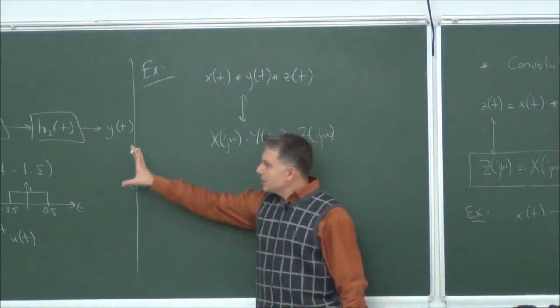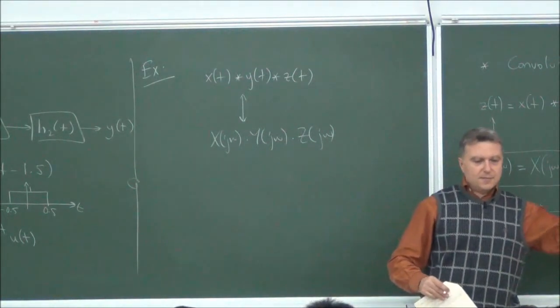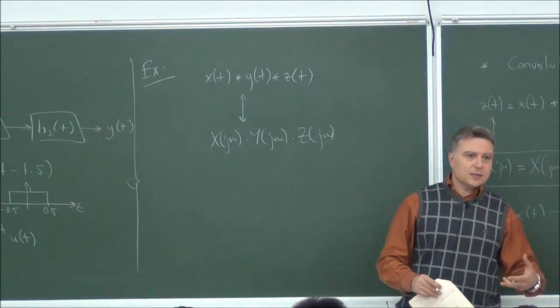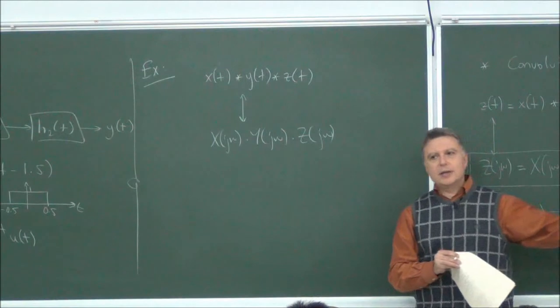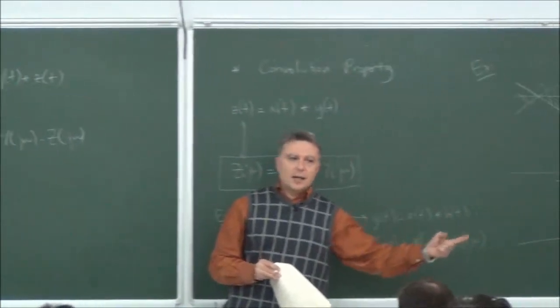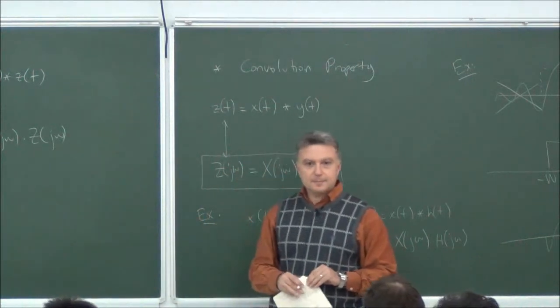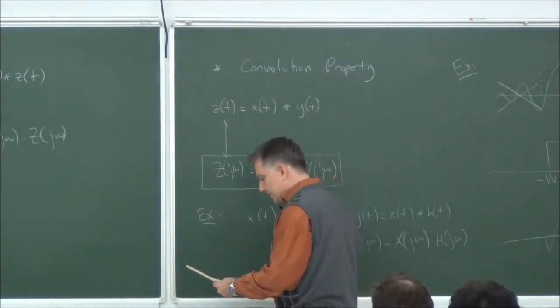So the proper way to solve cascaded linear filtering problems is by converting everything to Fourier transforms and multiplying in the Fourier transform domain and evaluate the result in the Fourier transform. Then finally, find the inverse Fourier transform in the end to find the time domain signal. That's how you're supposed to do it.